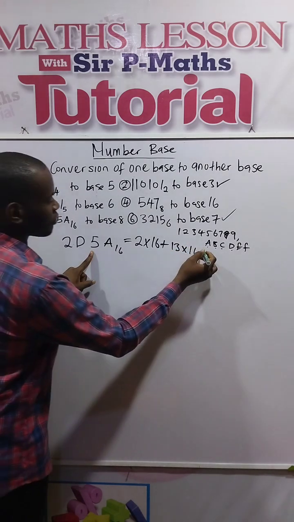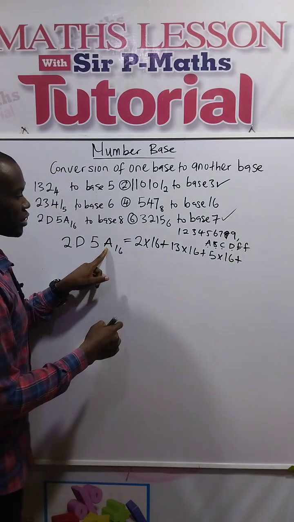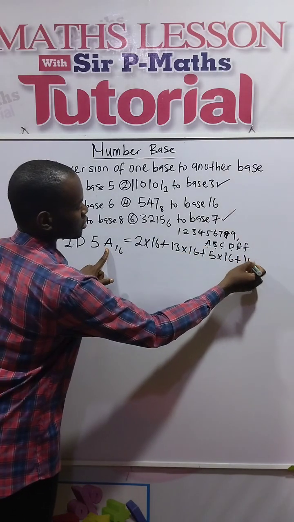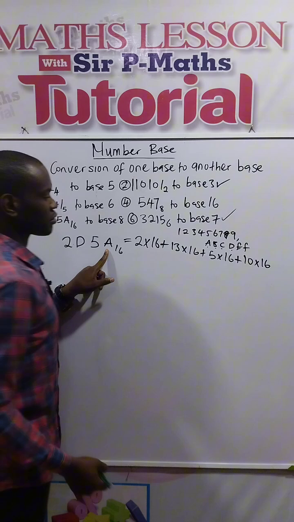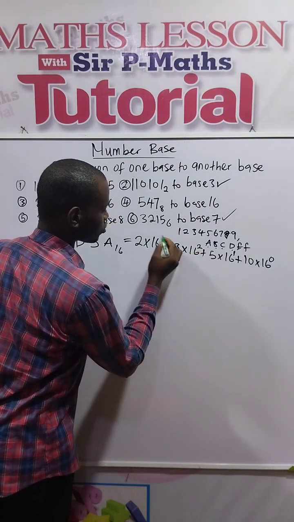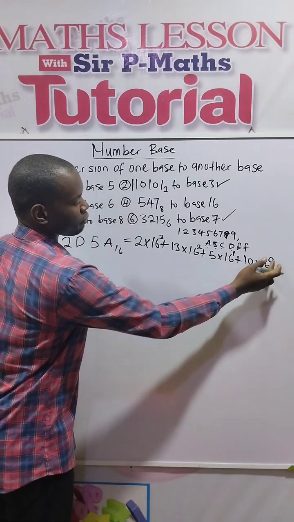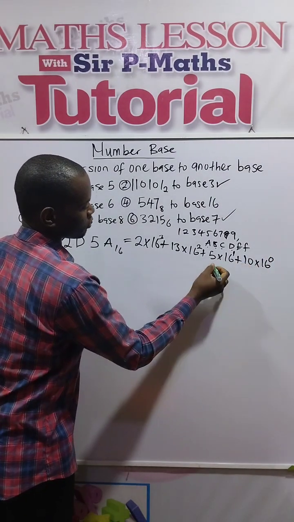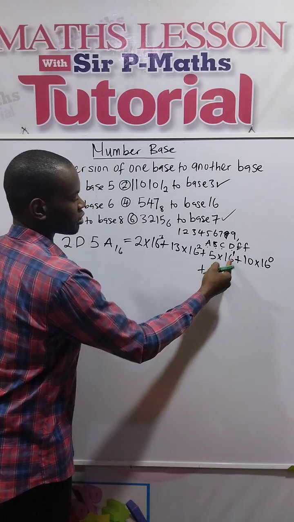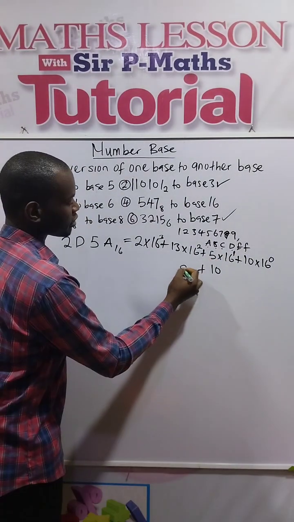Then 5 times 16. And A is 10. 10 times 16. So let's assign indices 0, 1, 2, and 3. So let's multiply. 16 power 0 is 1. 1 times 10, we have 10. 16 power 1 is 16. 16 times 5 is 80.